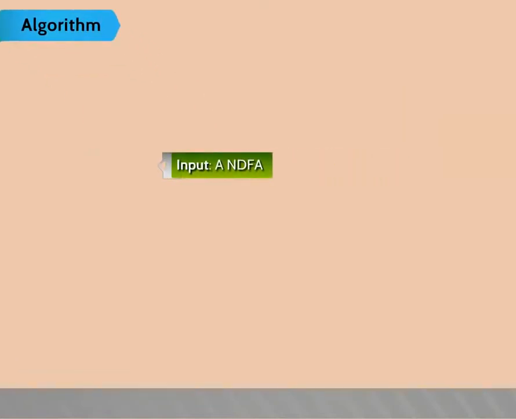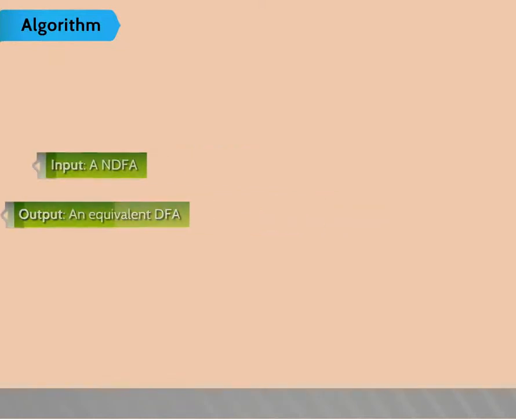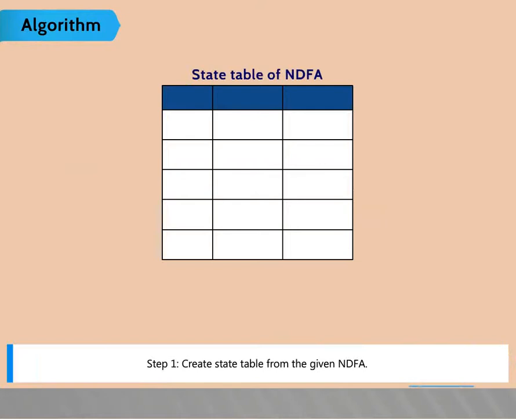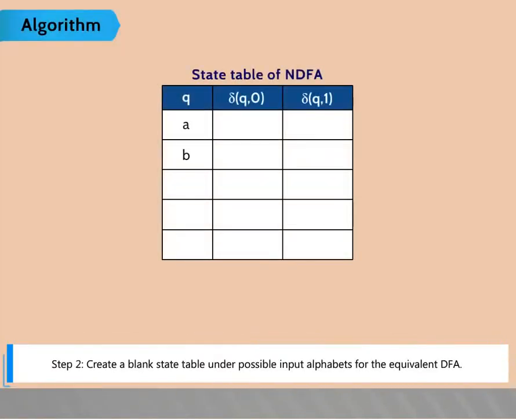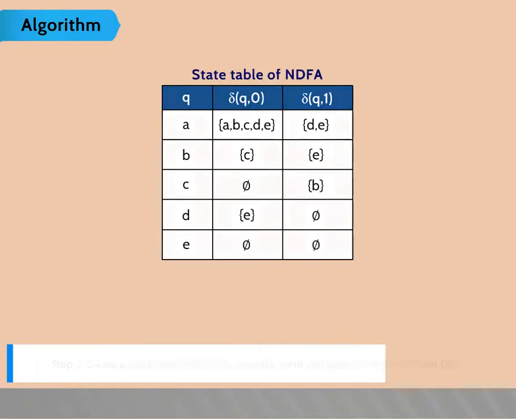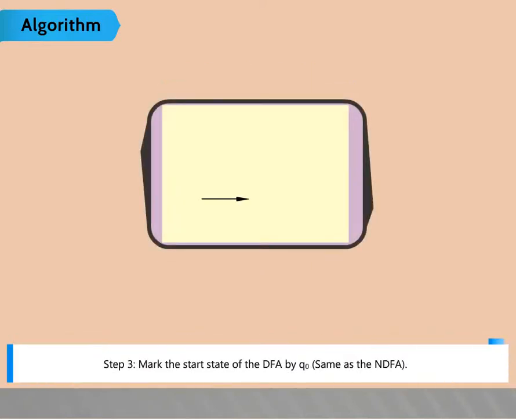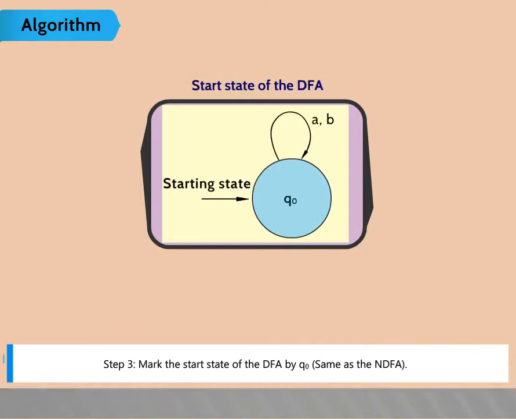Algorithm. Input: an NDFA. Output: an equivalent DFA. Step 1. Create state table from the given NDFA. Step 2. Create a blank state table under possible input alphabets for the equivalent DFA. Step 3. Mark the start state of the DFA by Q0, that is, same as the NDFA.